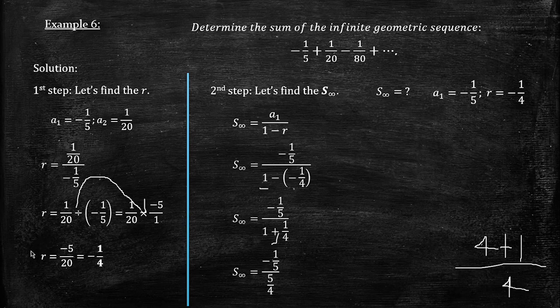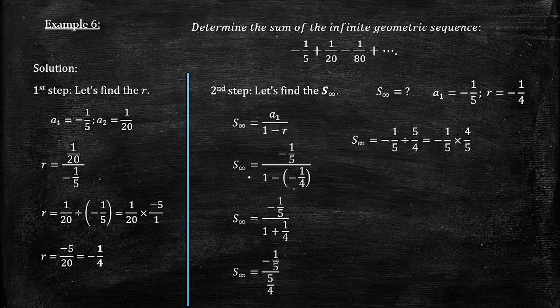So i-erase ko na siya. Wait lang class ha. Okay, let's continue. So S infinity is equal to negative 1/5 divided by 5 over 4. For much easier solving, i-change natin siya into horizontal form. So negative 1/5 divided by 5 over 4. Apply the division rule. So it will be changed to multiplication.